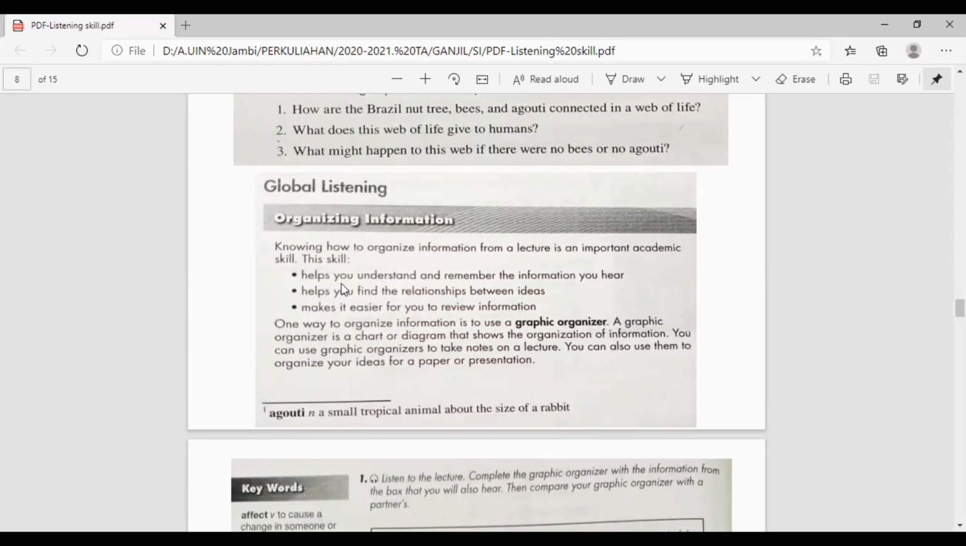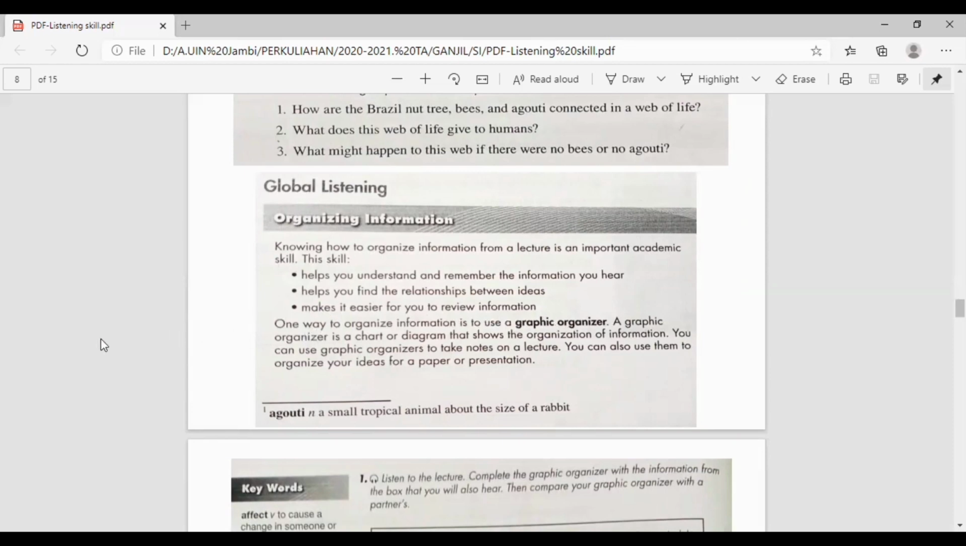because first it helps you to understand and remember the information you hear. The second one, it helps you to find the relationships between ideas. The last, it makes it easier to review the information.